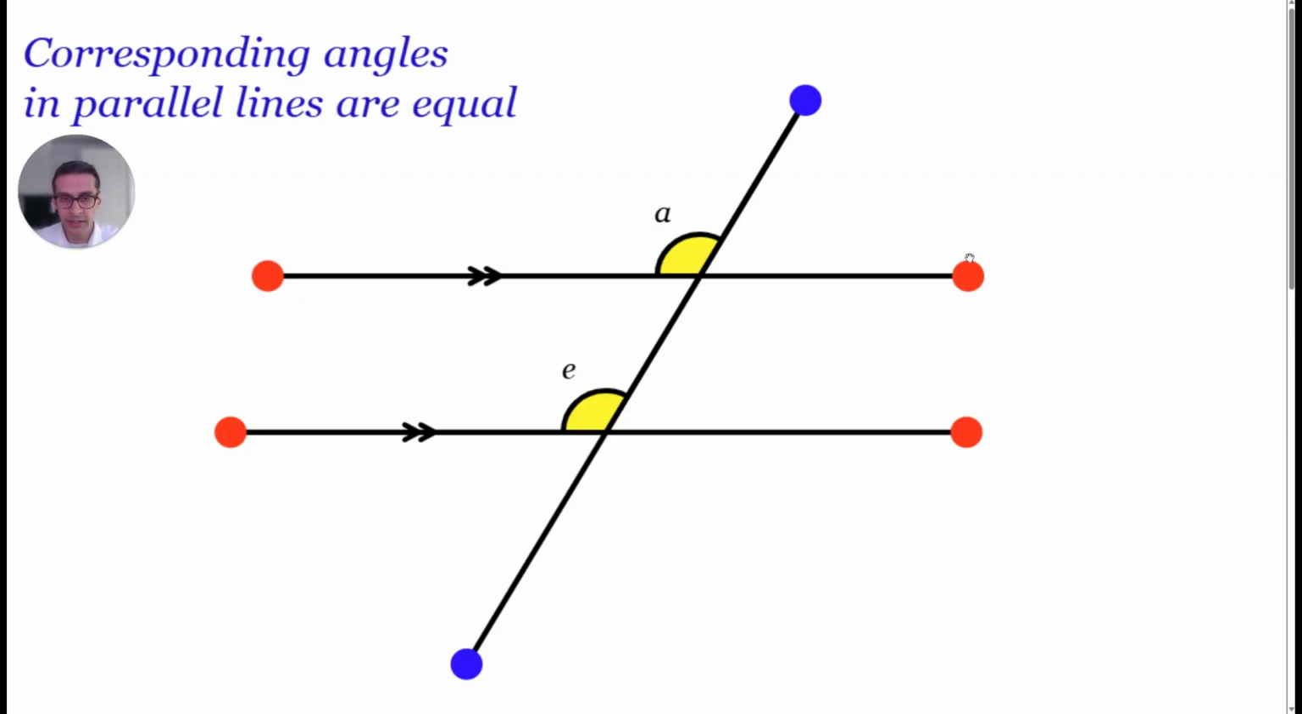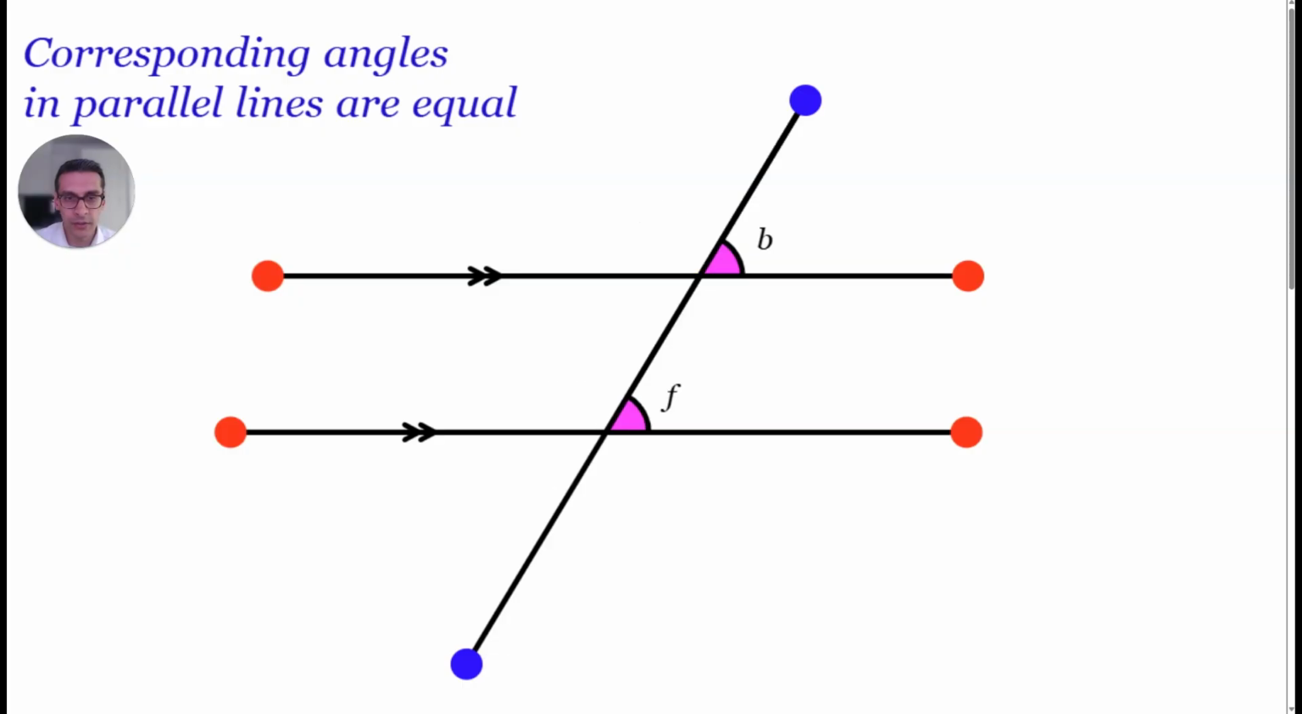So what you can see here is angles A and E, which have already been marked for you. Angle E, if angle A is 120, then angle E also has to be 120. These are corresponding angles because they're both to the left of the transversal and above the parallel lines.